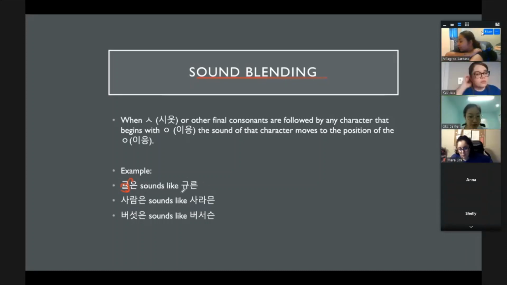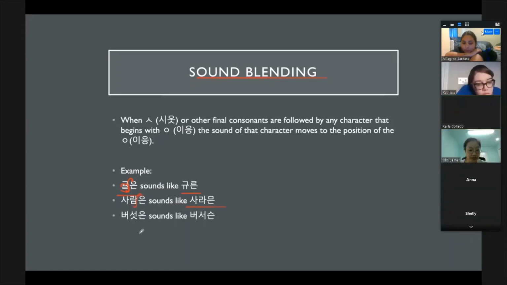So kyurun. Can you repeat after me? 귤은. Perfect. This is the same thing. You have the yung here, and this mium will transfer and replace it, so 사람은. Can you repeat after me? 사람은. This one is the same thing. This is shield right here, which replaces this il, and then 버섯은. Perfect.